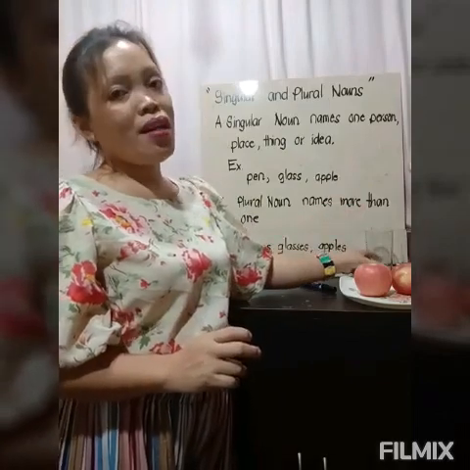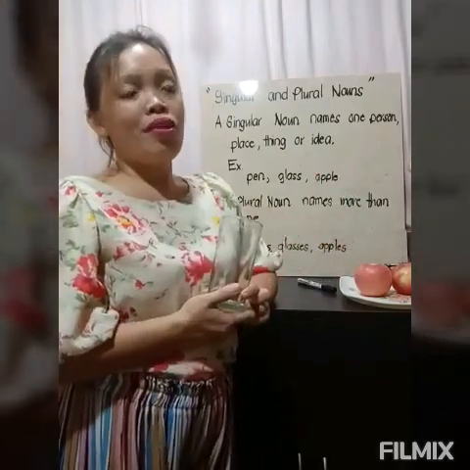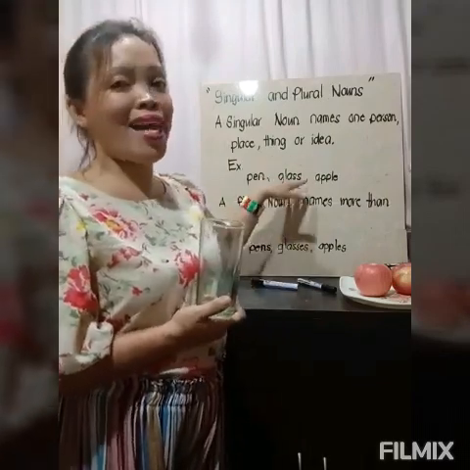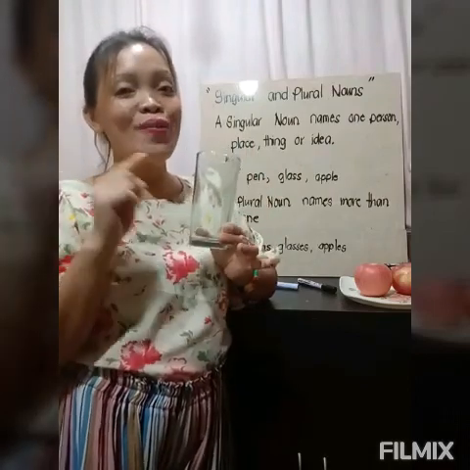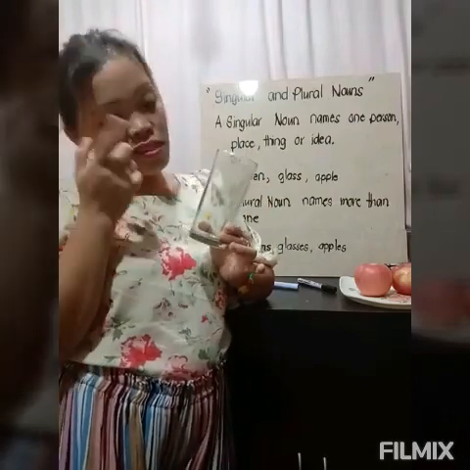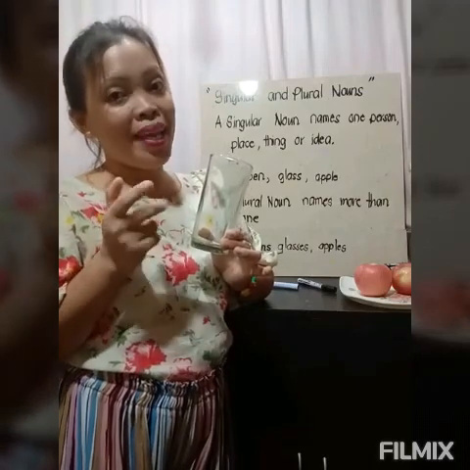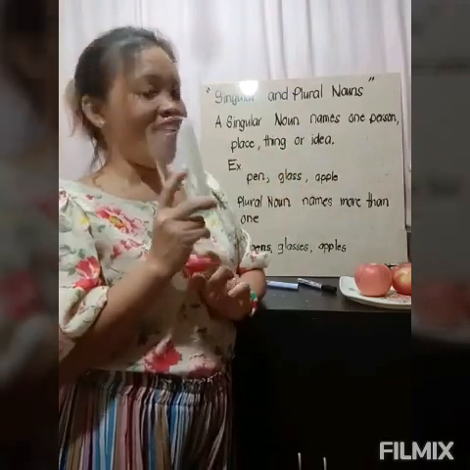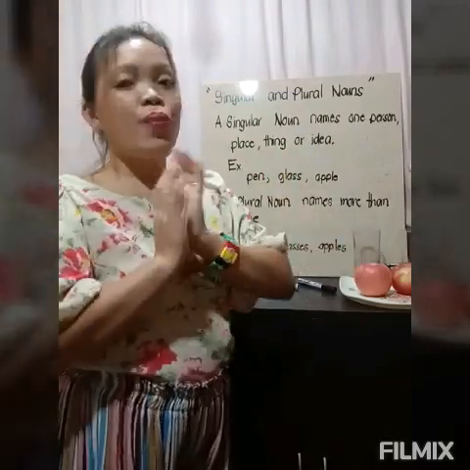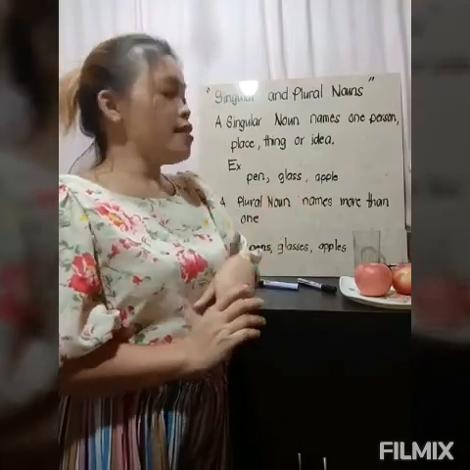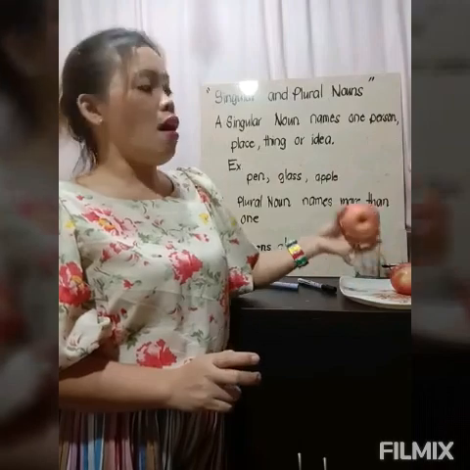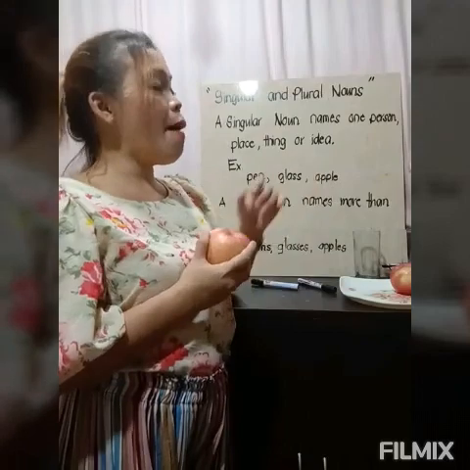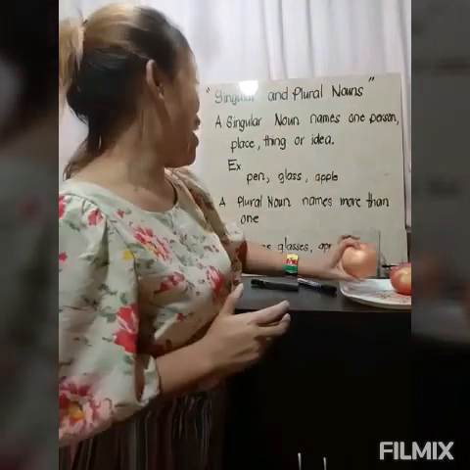Right. So next we have glass. Here is the real object. From this word glass, try to look also, in terms of its number, how many? Yes, one. Again, glass names one thing. Okay, next we have apple. That's the word there. And the real object here, how many? Only one. So apple names one thing again.